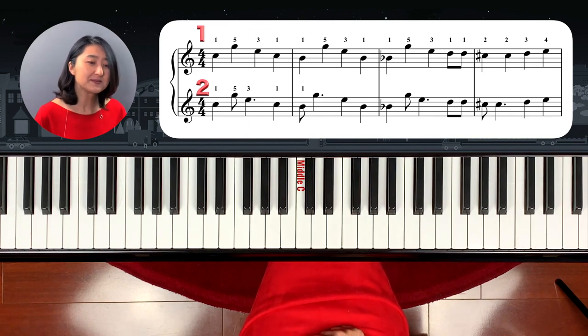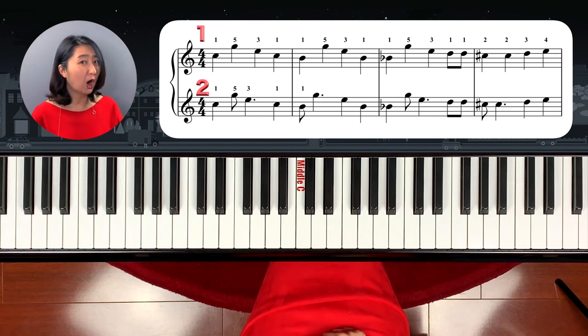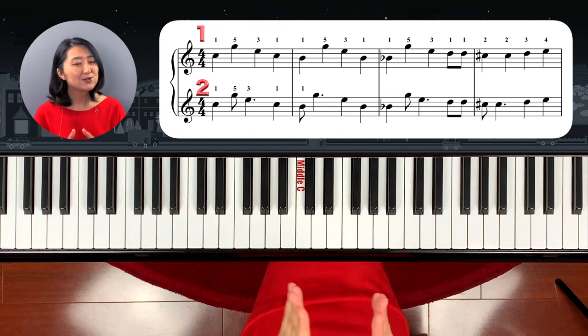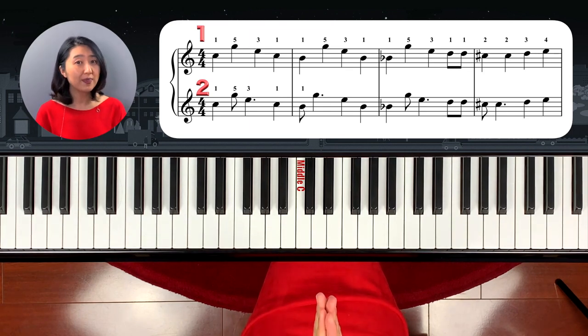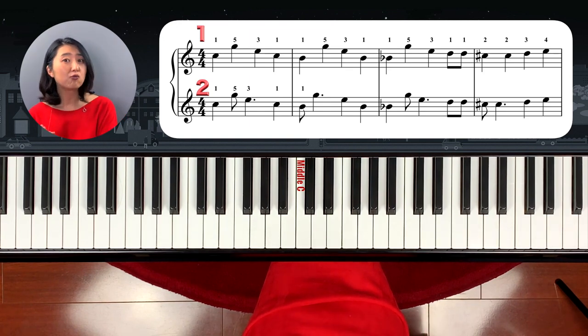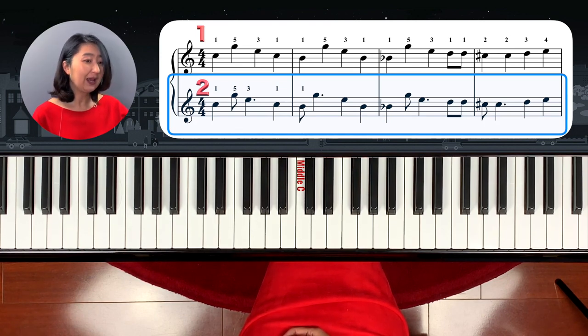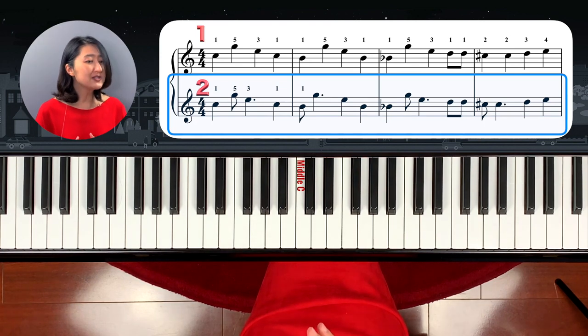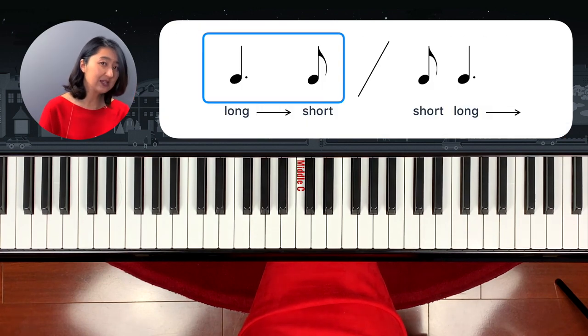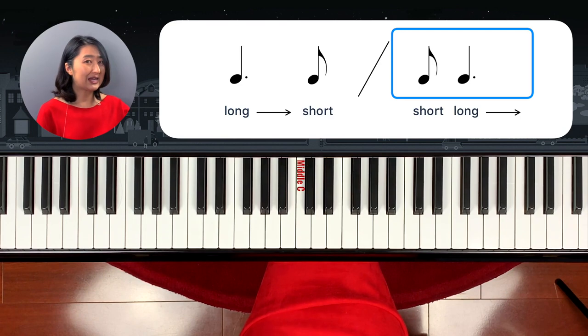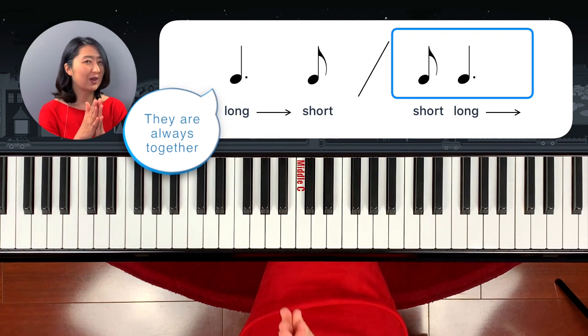This rhythm notation system seems a little bit harder than the original, and if you play both together, it's really confusing because of the syncopated rhythm. So now we're going to look at the syncopated rhythm and the different ways of writing the music notation. If you look at the rhythm, the first note is a quarter, and the second one is an eighth note followed by a dotted quarter, and a quarter note again. Whenever you see a dotted quarter with an eighth note, or an eighth note with a dotted quarter, they are always together.